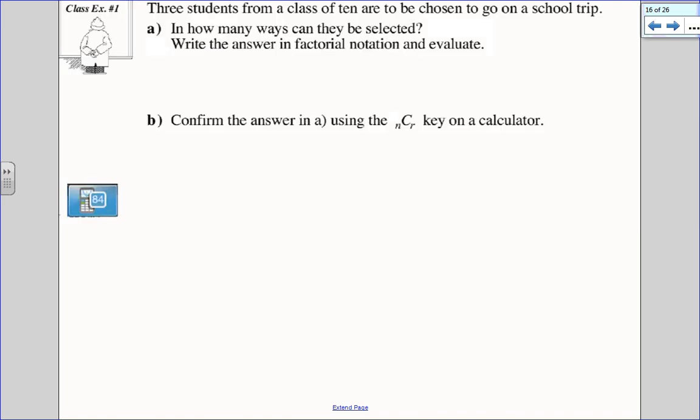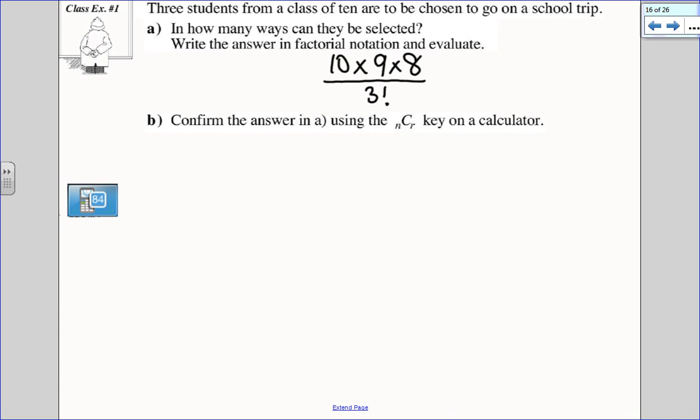So let's try a question. 3 students from a class of 10 are to be chosen to go on a school trip. How many ways can they be selected? So let's first of all write it in factorial notation, and then we're going to confirm that using a combination. So 3 students from a class of 10. So I'm only picking 3 students. So I'm going to look at 10 choices for my first, times 9 choices for my second, times 8 choices for my third, and I'm going to divide that by 3 factorial.